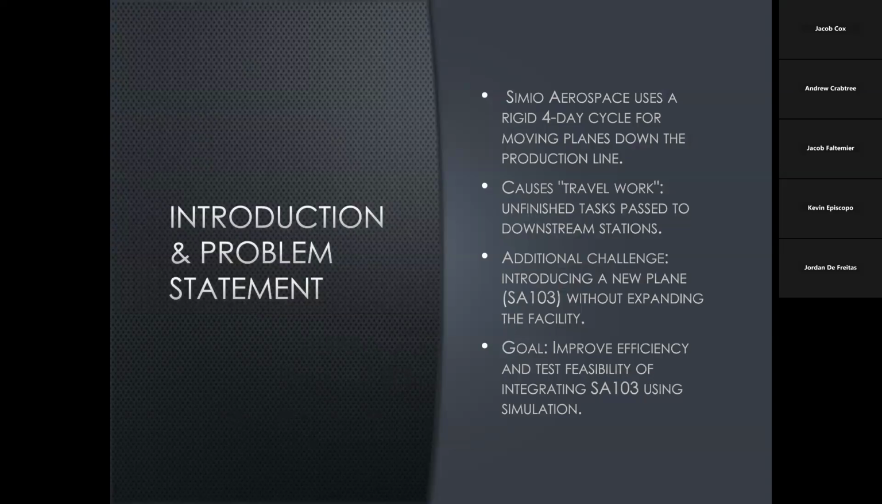Today, just briefly, we're going to go over the introduction and problem statement for the current problems that SIMIO Aerospace is facing. SIMIO Aerospace currently is using a rigid 4-day cycle for moving planes down their production line. This causes what is known as travel work, where regardless of their completion, unfinished tasks are passed down the production line. In addition to this, SIMIO Aerospace wants to introduce a third plane type known as the SA-103 within their current facility without costly expansions. Overall, the goal of this project will be to improve efficiency and test the feasibility of integrating SA-103 into the simulation.